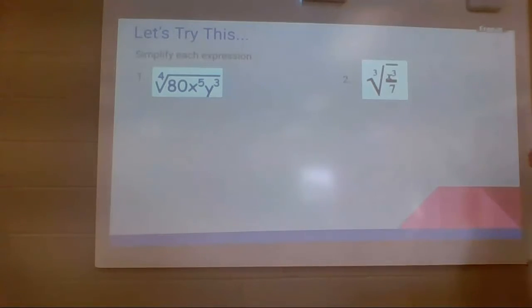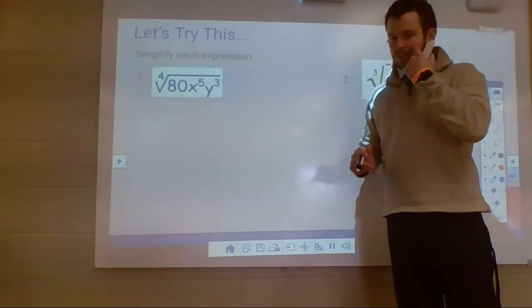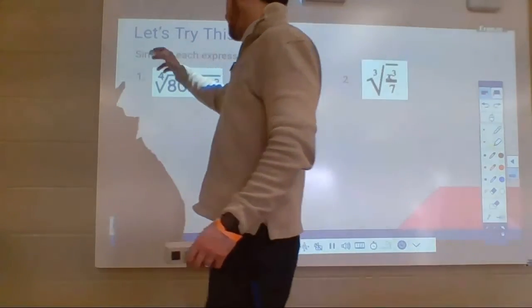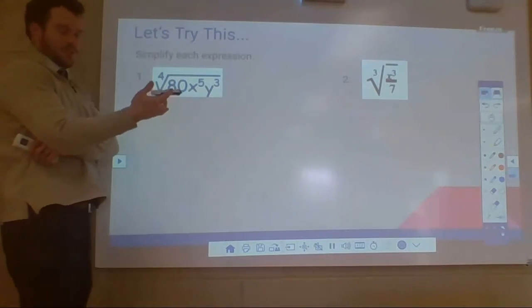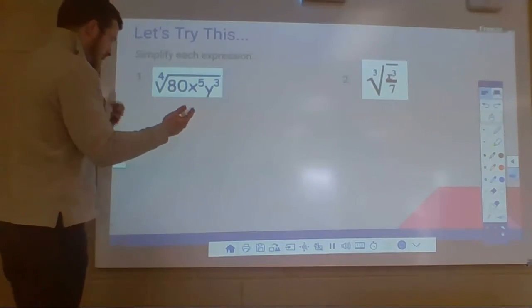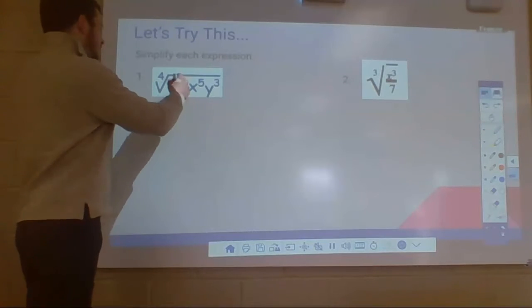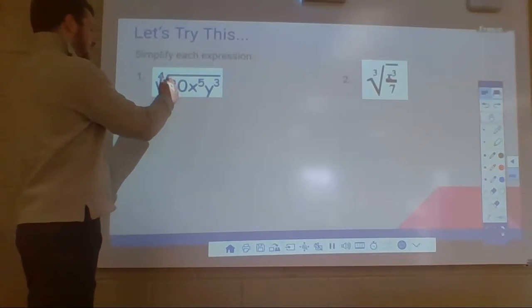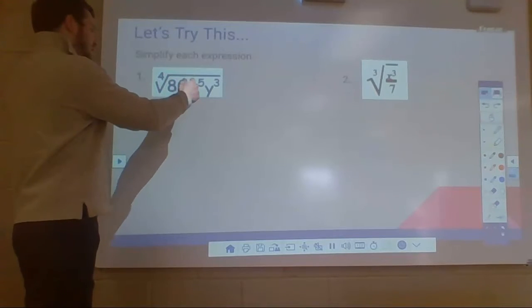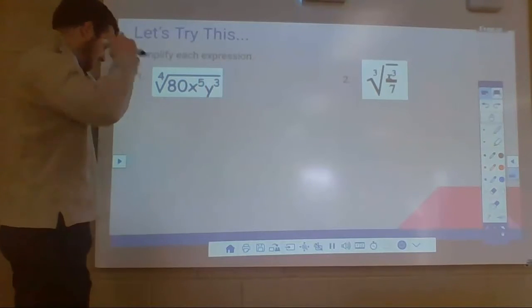Now, let's practice working some problems here. All right, so we want to simplify each of these expressions. And we're going to apply those properties that we just learned. Okay, so follow along with me. We've got the fourth root, so the index is 4, right? We've got the fourth root of 80 x to the fifth y cubed.